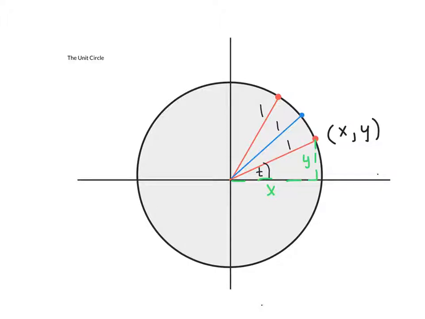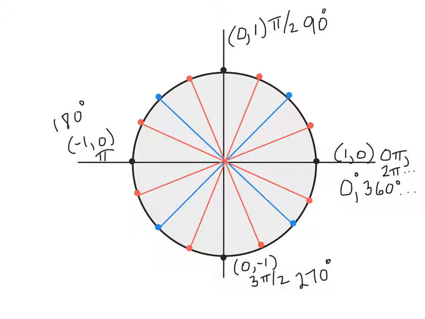Here, you can see that I have shown the x-coordinate and the y-coordinate of the point where the radius of unit 1 intersects the circle. This is a unit circle because the radius is 1. This just-in-time learning is really just to help you get a grip on all of the different values that are associated with the unit circle.